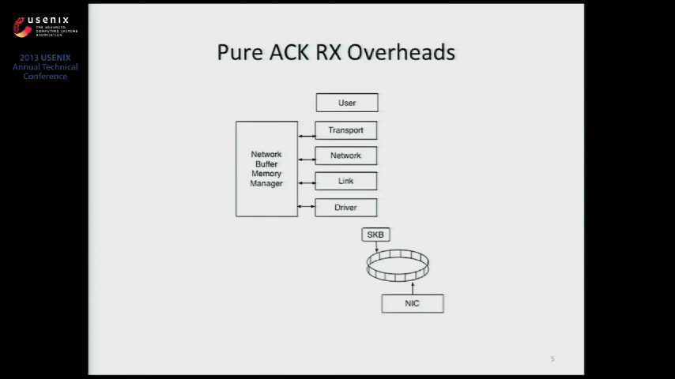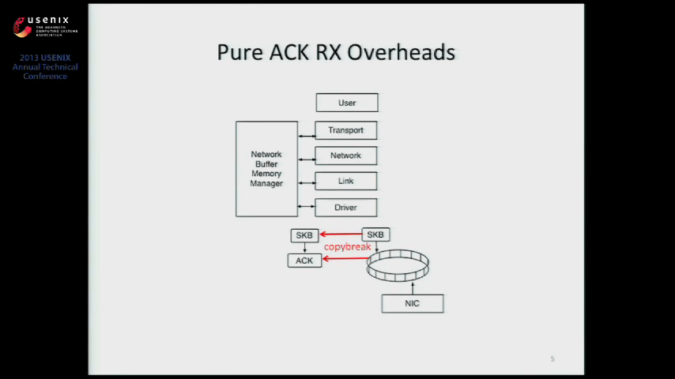So let's take a look at why we have these overheads. This is a conventional Linux stack. We have the DMA ring down there that serves as an interface between the network interface card and the driver in the software. And the driver allocates a bunch of socket buffers, which are metadata structures that serve as the software interface between different layers of the network stack.